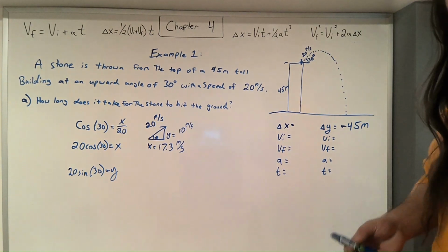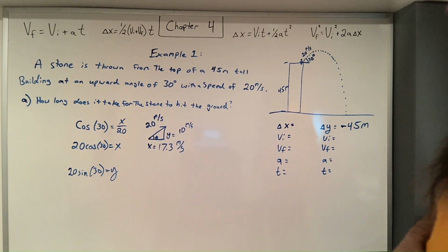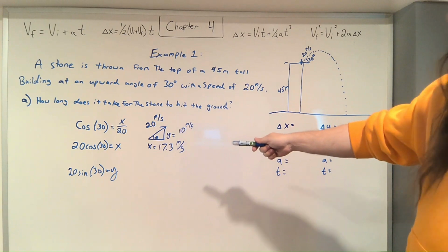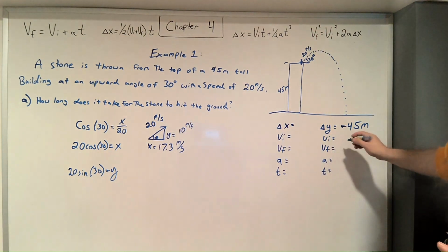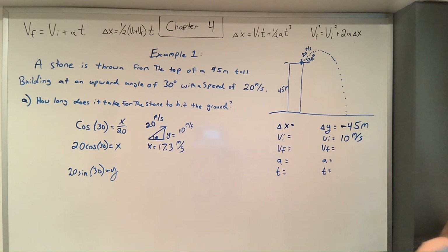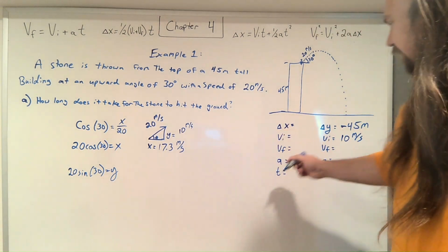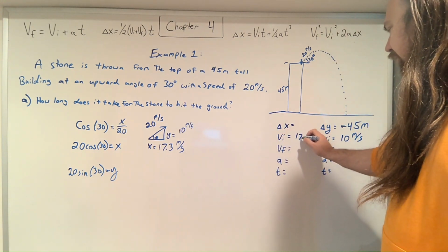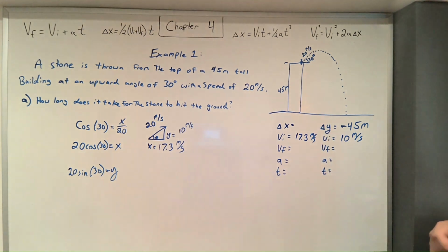Okay, so that got us some answers for some of this. So that means that this initial 20 meters per second that it told us was at 30 degrees is really 10 meters per second in the y direction. Well, that's the initial velocity in the y direction, 10 meters per second. And how much initial velocity does it have in the x direction? That's 17.3. So I can add that in there now.